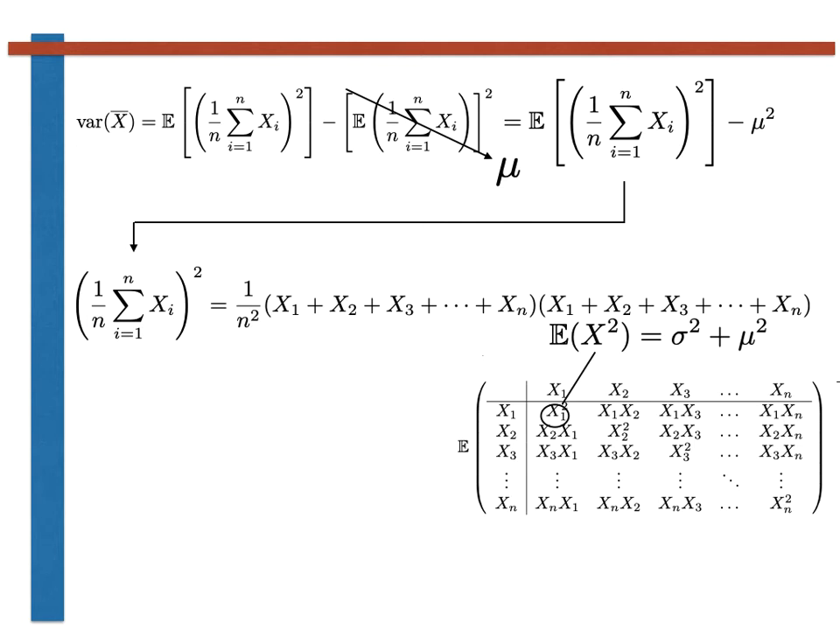Now recall that we are calculating a sample mean, and that x1, x2, x3, and so on, are all identically distributed random variables. The consequence of this is that the expectations of all of the terms on the diagonal of this table are equal. There are n terms on this diagonal in total, and we can thus write the sum of all these diagonal terms as n times sigma squared plus mu squared.